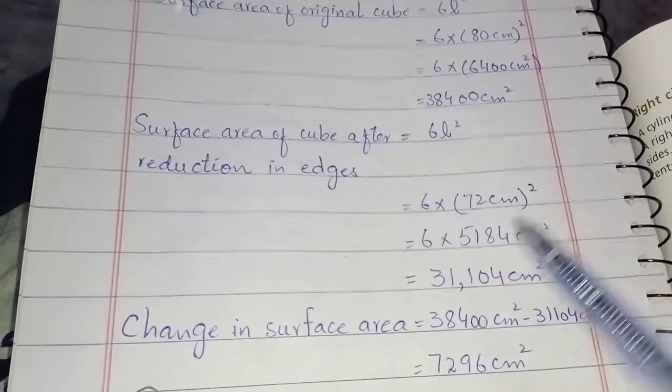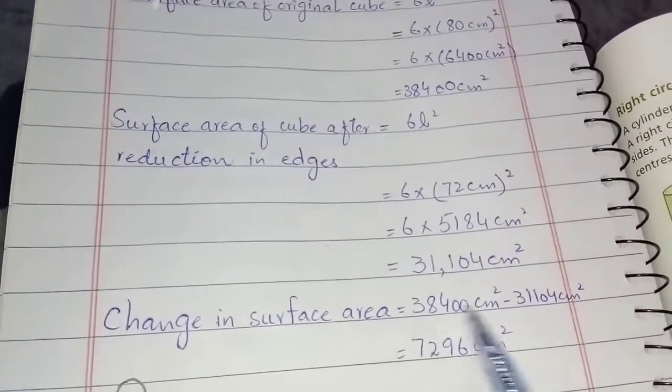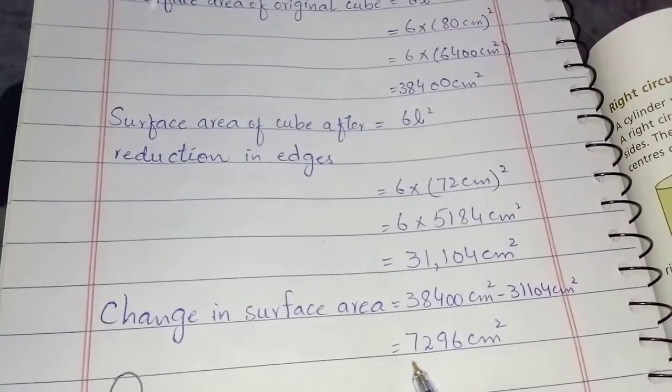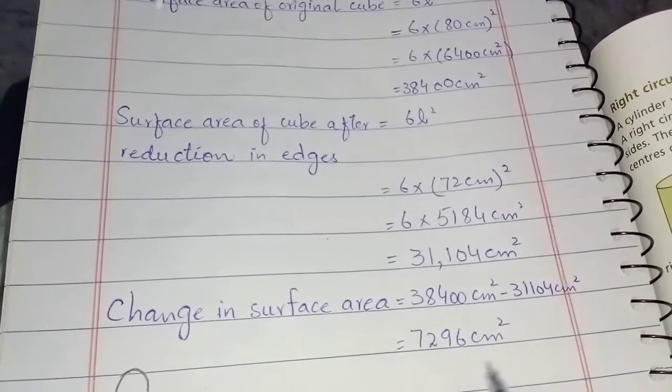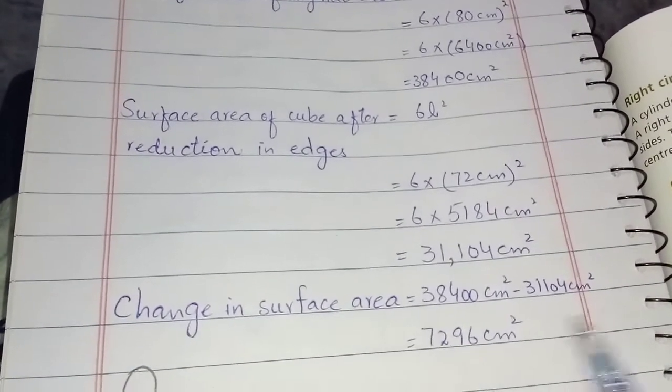So change in surface area will be their subtraction, 38,400 minus this value and we get the answer 7296 centimeter square. This is the change in surface area of the original cube and the cube after reduction.